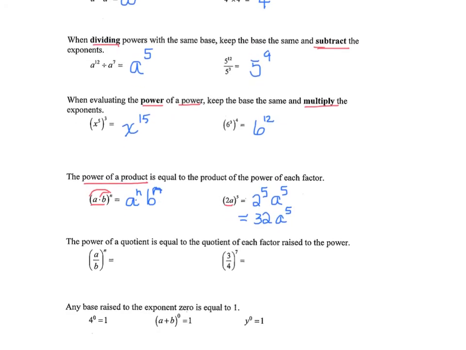Similarly, when the part inside the bracket is a quotient, we need to apply the exponent to both parts of the quotient. So this first one would be the same as a to the exponent n over b to the exponent n, and the second one would be 3 to the exponent 7 over 4 to the exponent 7.